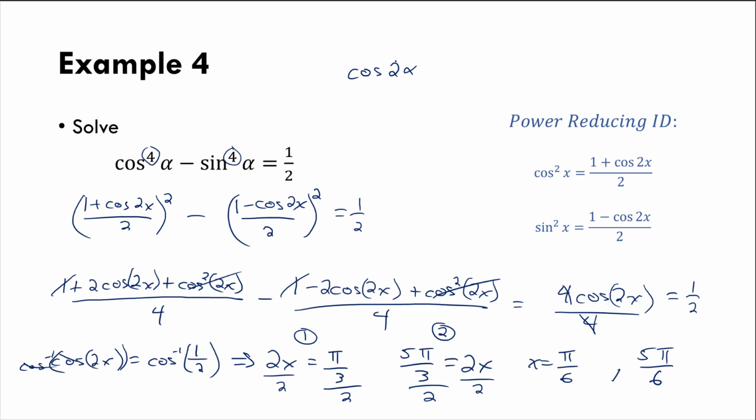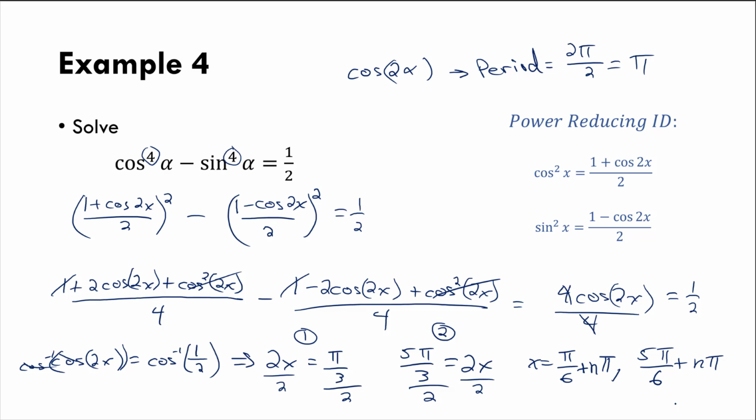What's my period for this graph going to be? My period is 2 pi over this coefficient right here, which in our case is a 2. So my period for cosine of 2 alpha would be pi. Since it didn't give me an interval to solve this on, I need to add an n pi to both of these.